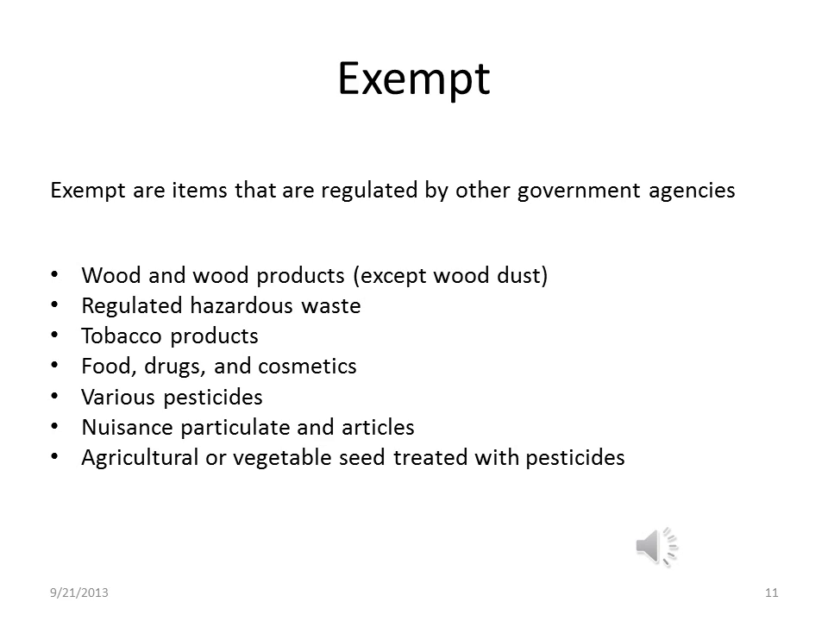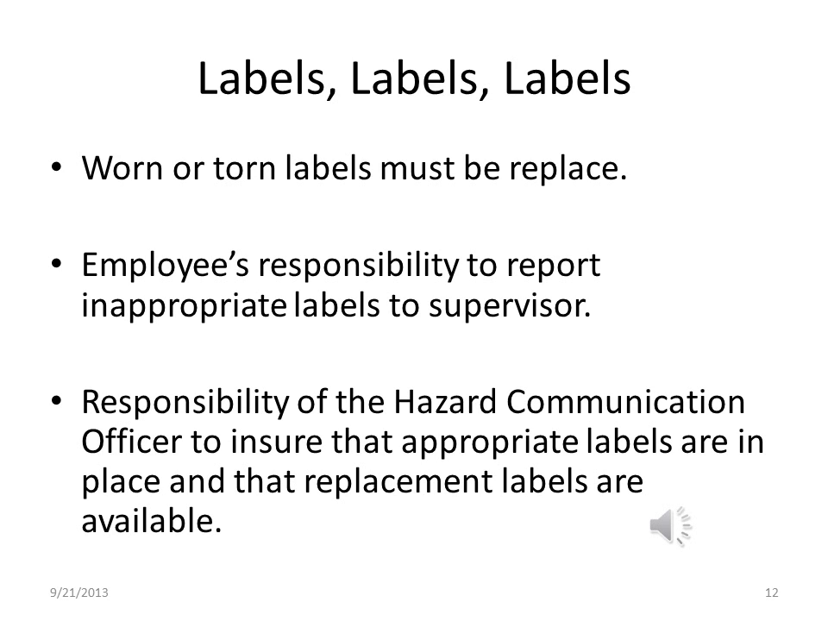So what are some of the items exempt from the HCS standard? Basically, items exempt are items that are regulated by other government agencies. Here are a few. Wood and wood products except wood dust, regulated hazardous products or hazardous waste. You notice the word regulated there. Tobacco products, food, drug, cosmetics, various pesticides, nuisance particulates, and articles, agricultural or vegetable seed treated with pesticides. This presentation will specifically look at the labeling much more in depth as we progress.